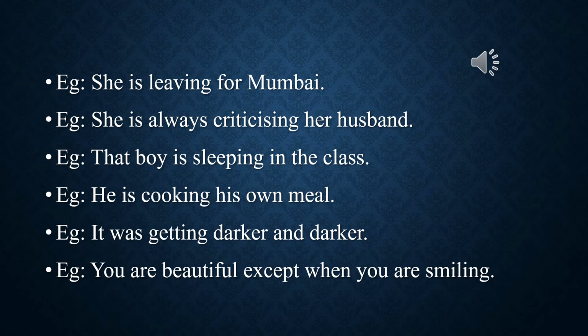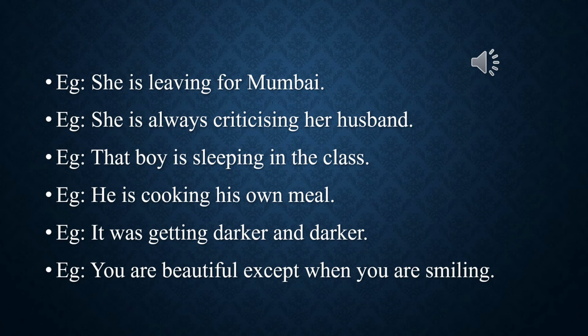Let's have a look at some examples. In the sentence, she is leaving for Mumbai, present continuous tense is used to indicate a future action. We have noted earlier that with the adverb always, present continuous can show a habit of an unpleasant nature. Here, the sentence is, she is always criticizing her husband. It shows the unpleasant habit of the wife that she always criticizes her husband.